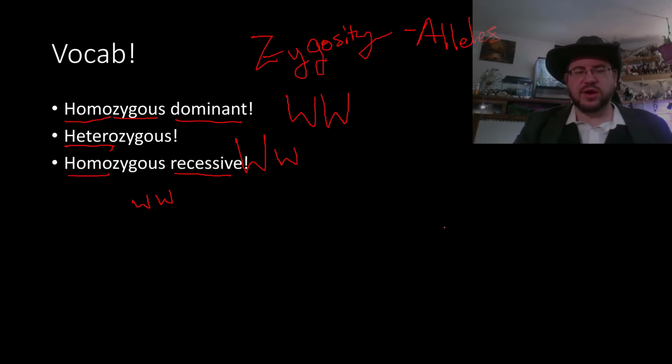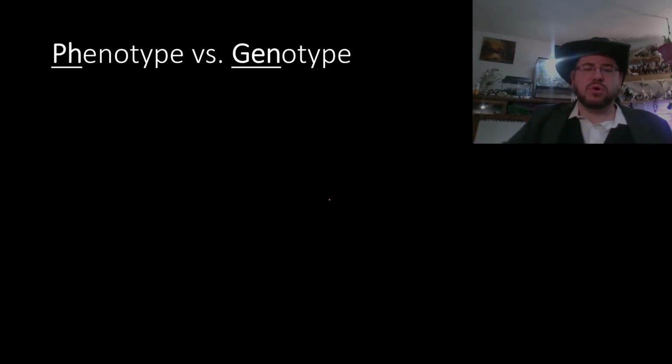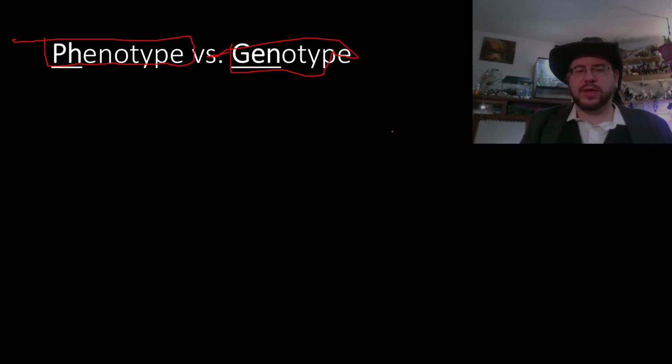Not terrible so far. Now we'll go on to some more vocab here with phenotype versus genotype. I underlined the PH in phenotype. So when we are talking about the phenotype of an organism, what we are talking about is specifically what is expressed, the physical expression.